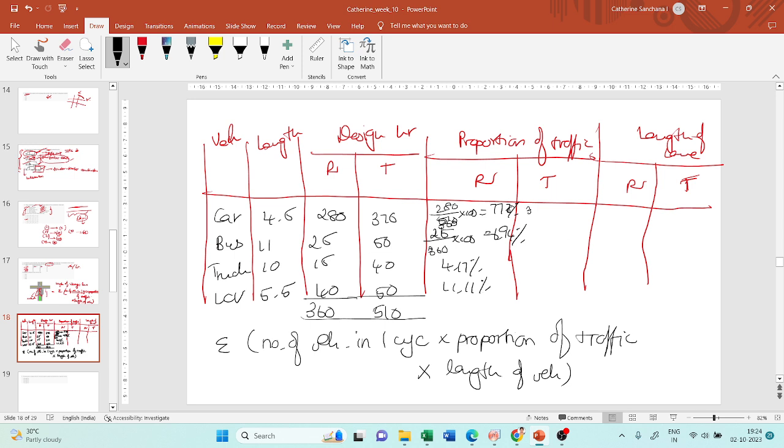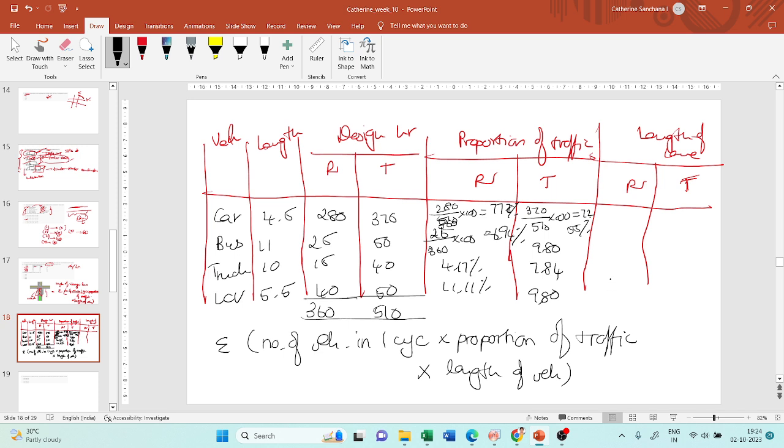Now come again to through. So this will be 370 divided by the total number of through vehicles, 510, into 100. This will give me 72.55%. Similarly, 50 divided by 510 into 100 will give me 9.80, 7.84 and 9.80 again.